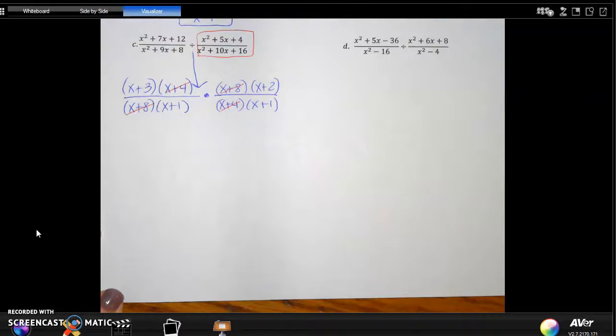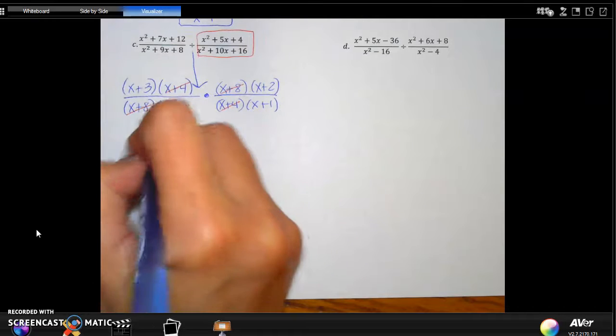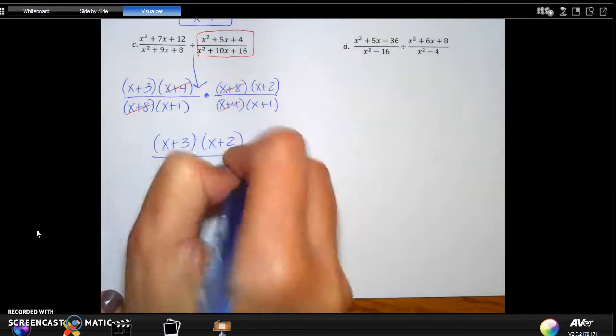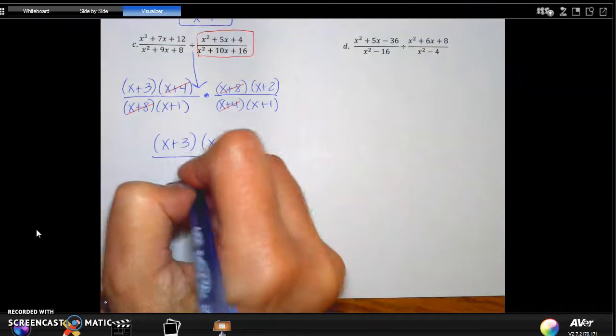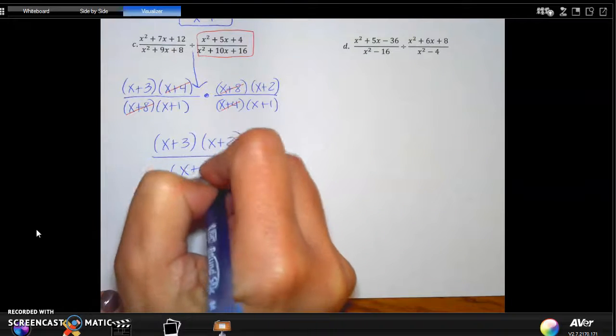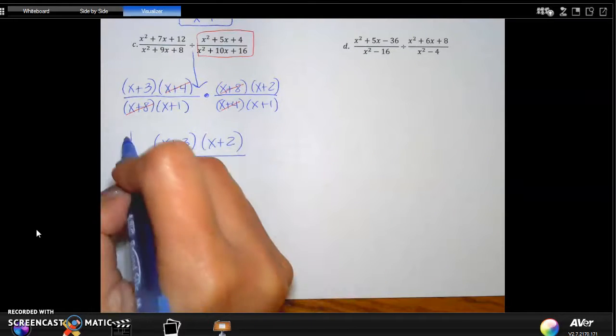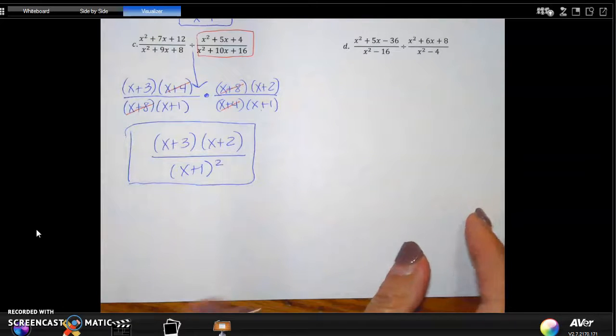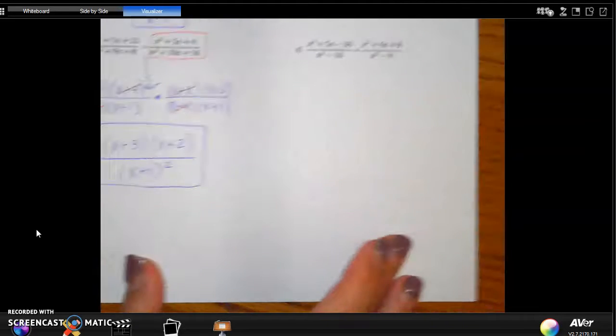Yes. So now on top, I have x plus 3 times x plus 2, and then on the bottom I have x plus 1, the quantity squared, because I have 2 of those. Okay, so not too bad. Last one.